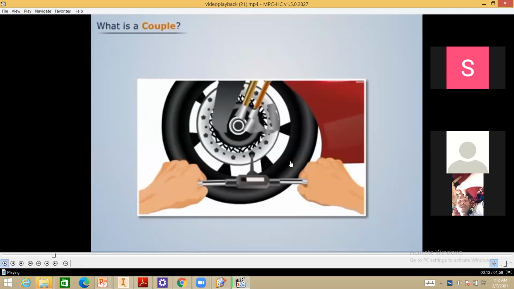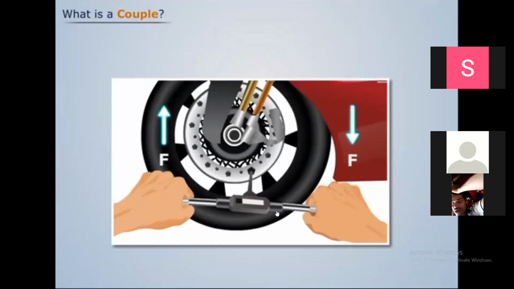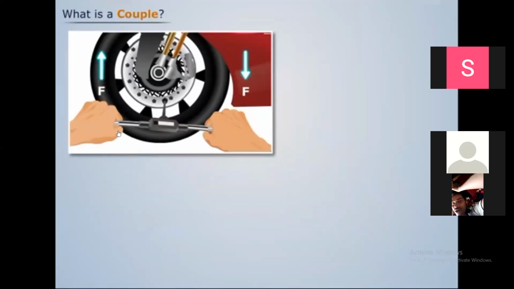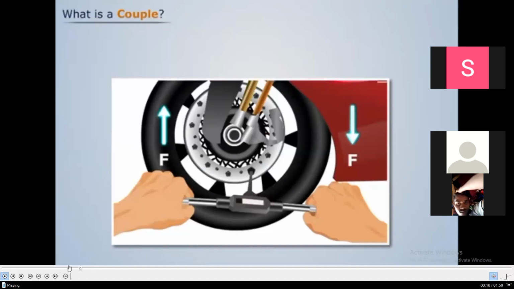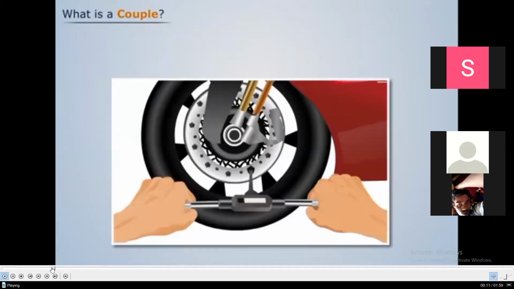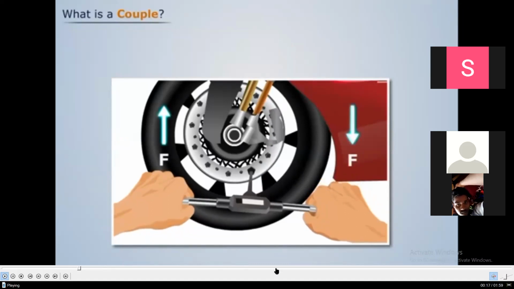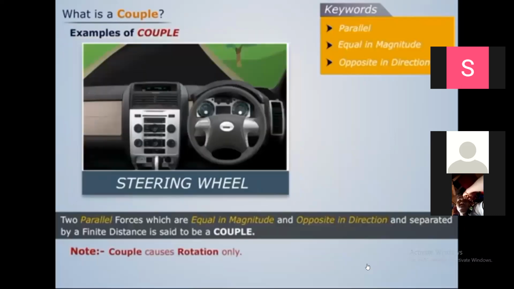The second application is, you use a spanner to tighten the nut. In that case, we apply equal and opposite forces on the spanner, so they will form one couple. The third application is the steering wheel.